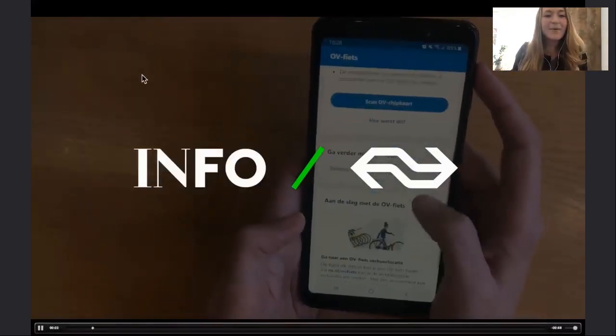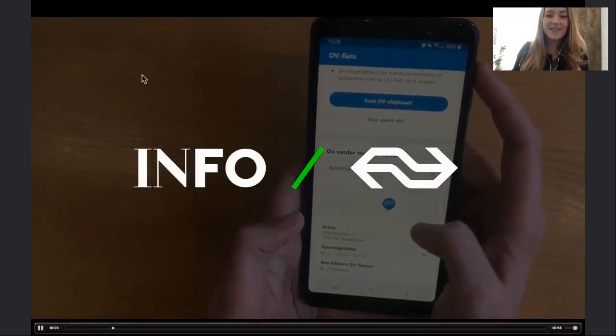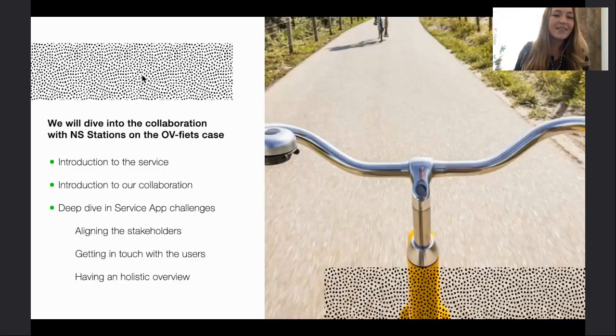So I want to tell you a bit more about our collaboration with NS Stations by telling you a bit more about this OV-fiets service, what it's all about, how our collaboration actually started. Here we will focus on the first project that we did together with NS, where they, for the first time, had experience with service design and how we practice this at Info.